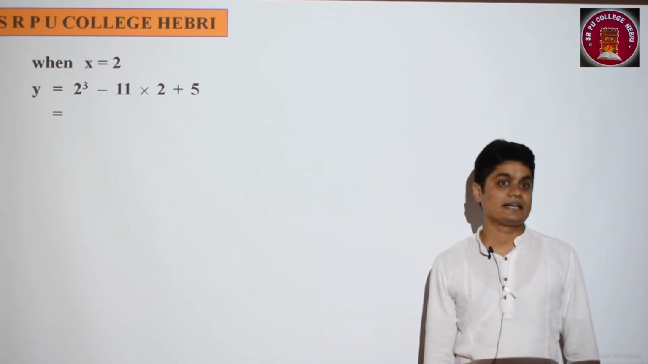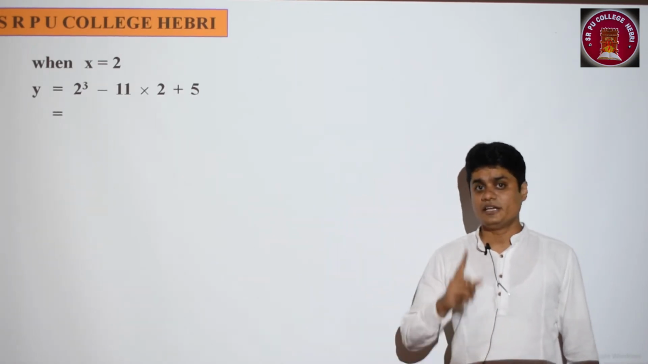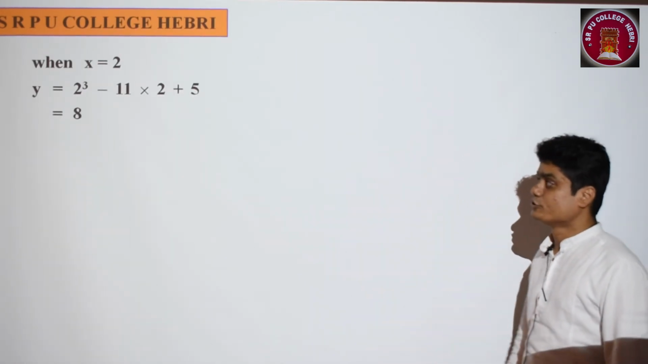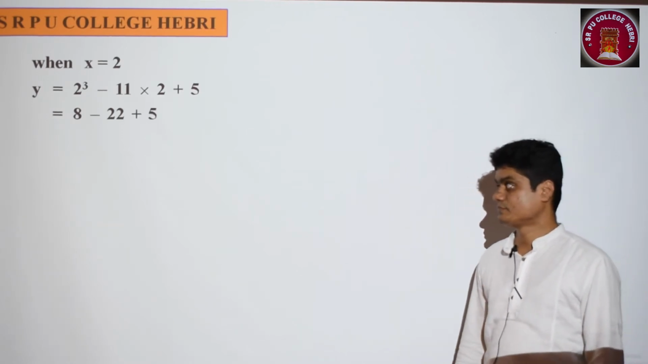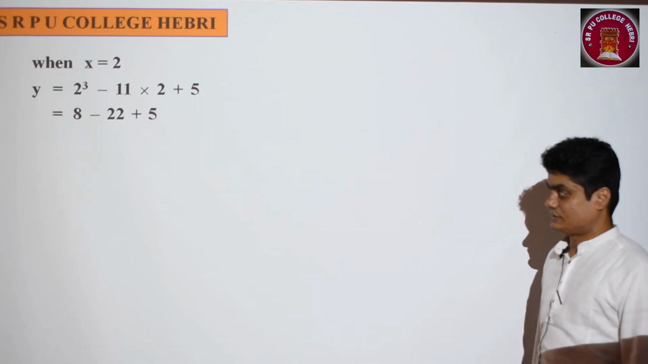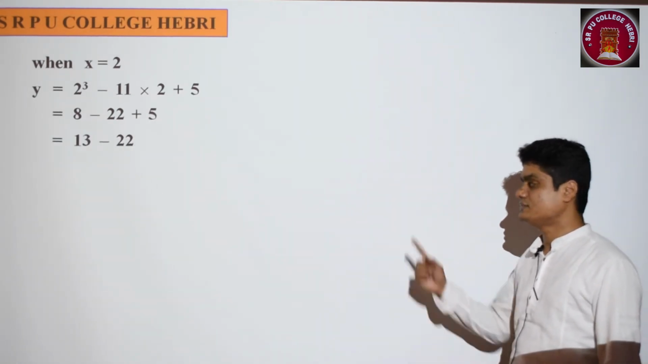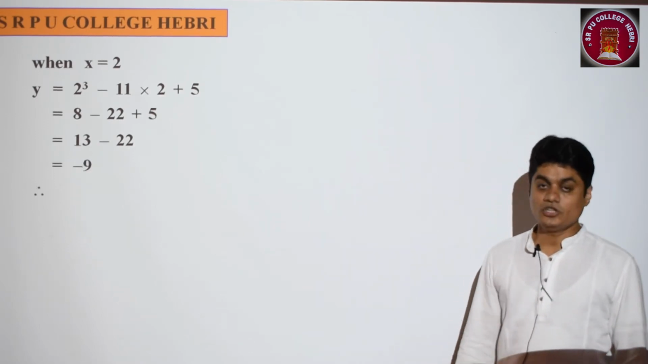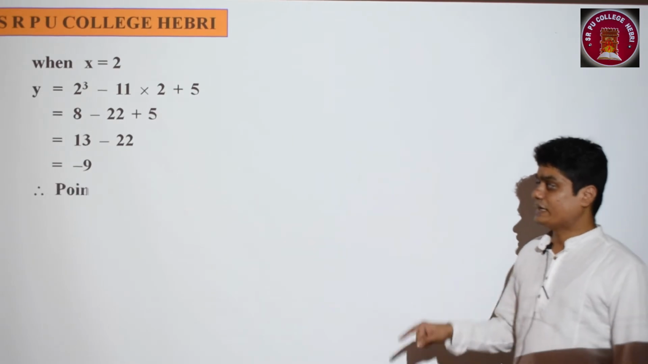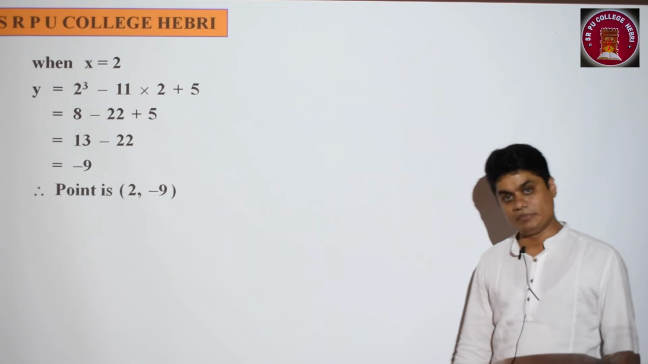You should be very quick in calculation and you should be very careful, because in such calculations you lose marks. So calculate correctly. 2 cube is 8, 11 into 2 is 22, plus 5. So it is 8 plus 5 will be 13, 13 minus 22. What is 13 minus 22? Minus 9. So when x is equal to 2, the y coordinate of the point is minus 9. So the required point is (2, minus 9).